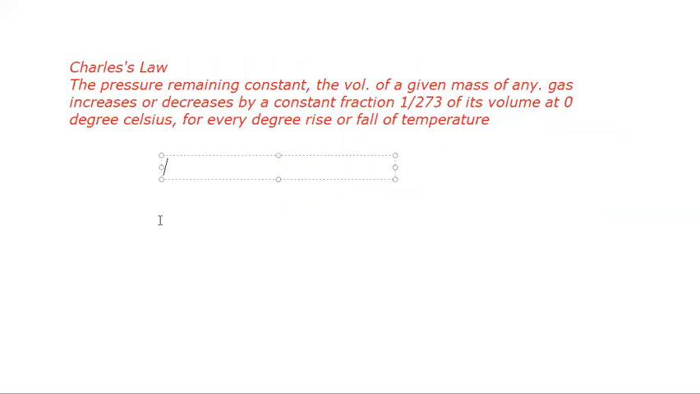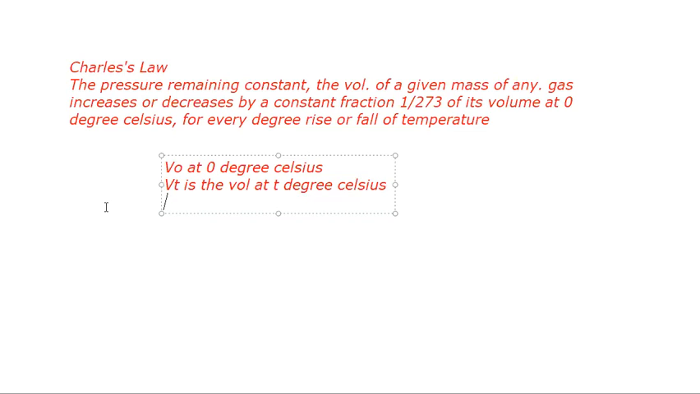For example, if the volume of a gas is V0 at 0 degree Celsius, and VT is the volume at, suppose, T degree Celsius, then we can write VT is equal to V0 into 1 plus 1 by 273 into T, which means if we open this bracket, what are we getting?